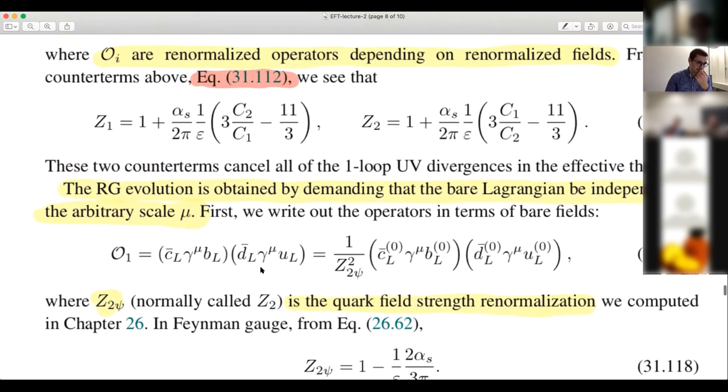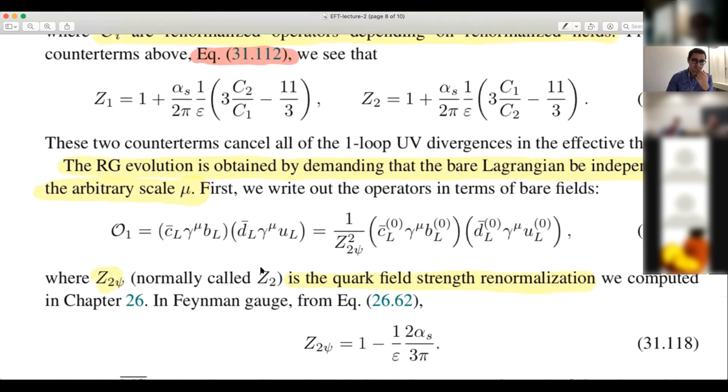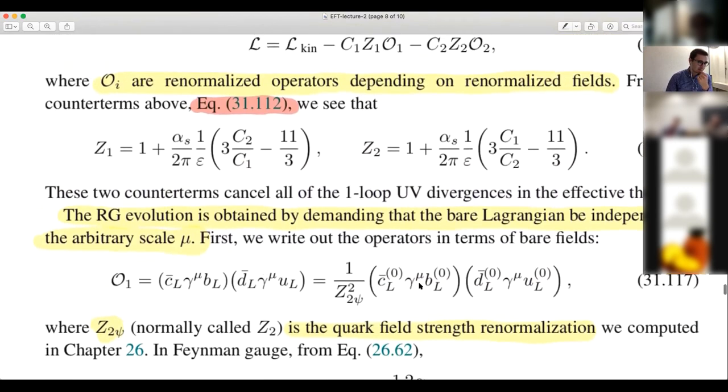Yes? May I just ask one question? So all the four fermionic fields have the same renormalization constant, right? Yes, yes. They are massless, and yes, this is a wave function renormalization, yes. QCD doesn't distinguish between any of those.